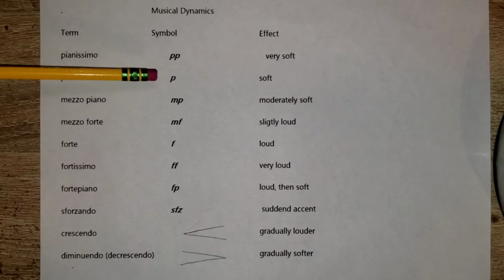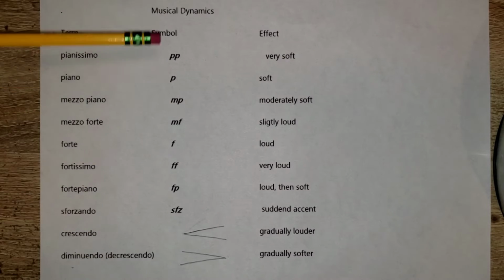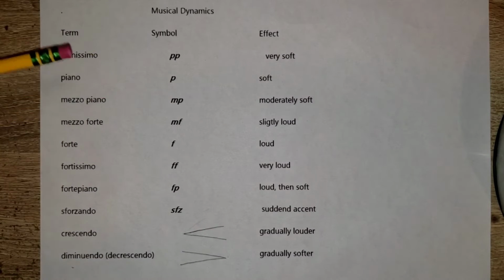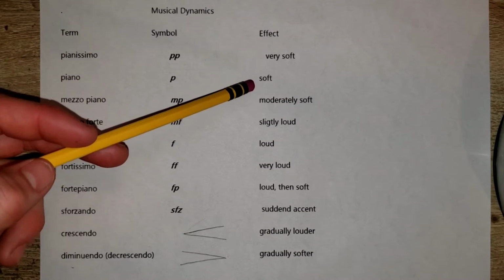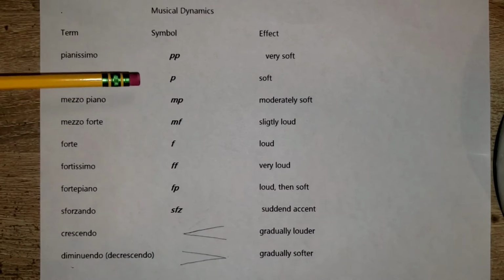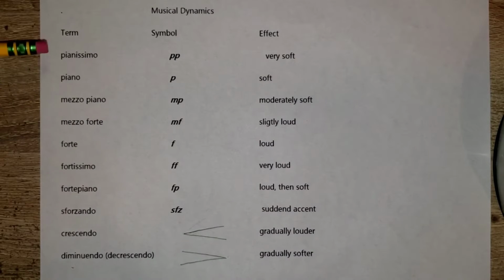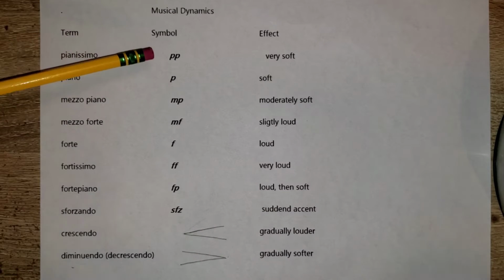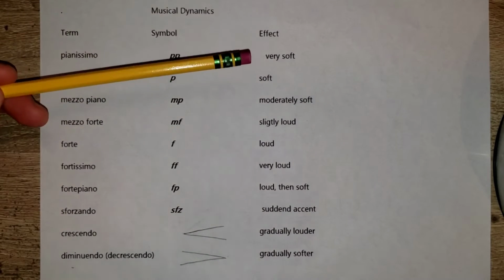Piano is the symbol P, lowercase. These are all going to be lowercase. The piano means that you're going to have the effect of playing soft. Okay, if we want to take it a step past piano, we go to pianissimo, which is the symbol of two P's. This is very soft.